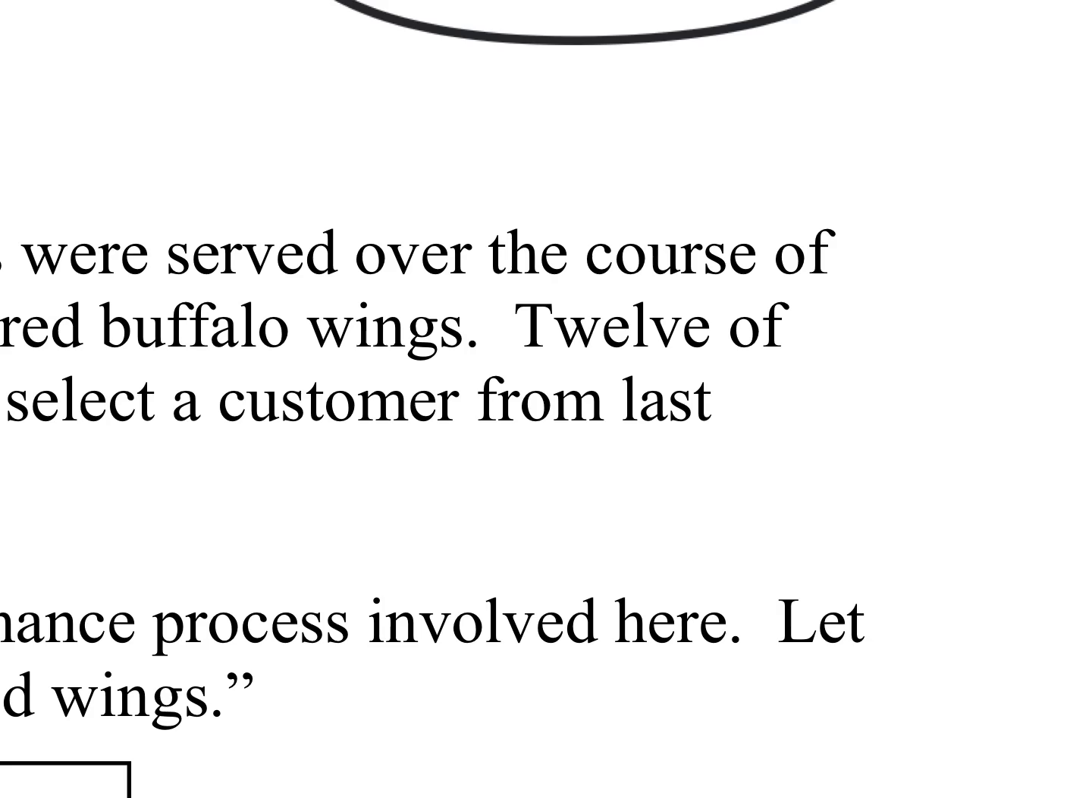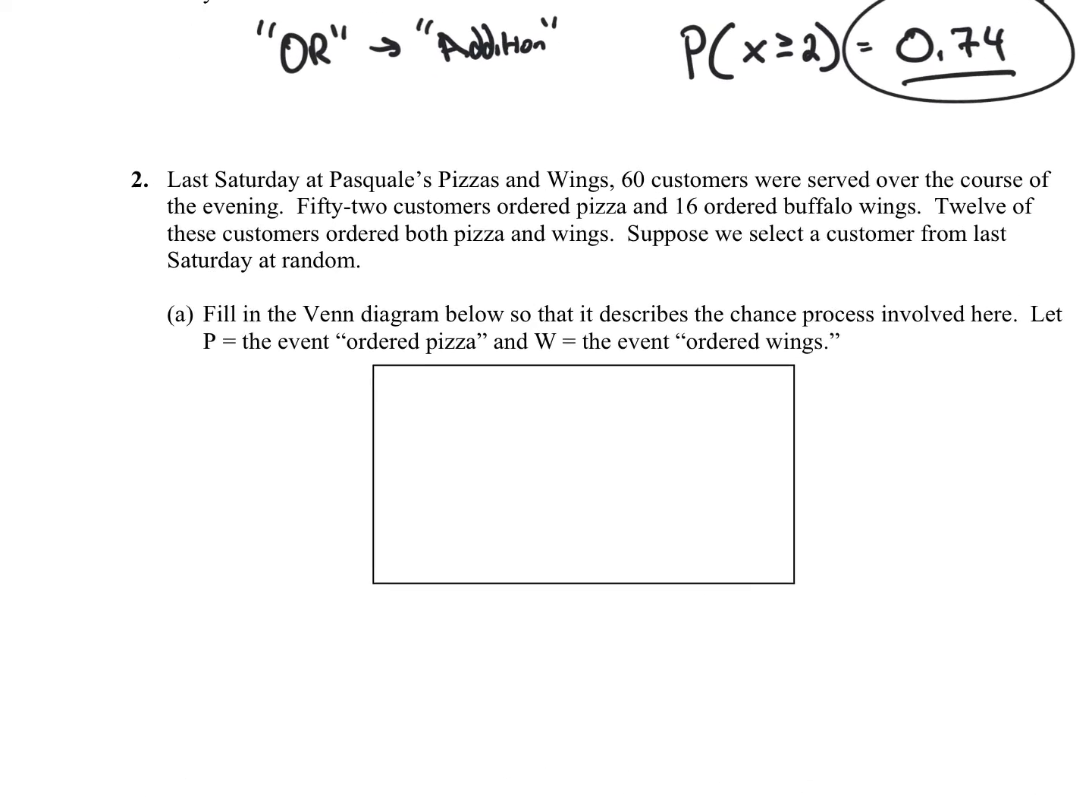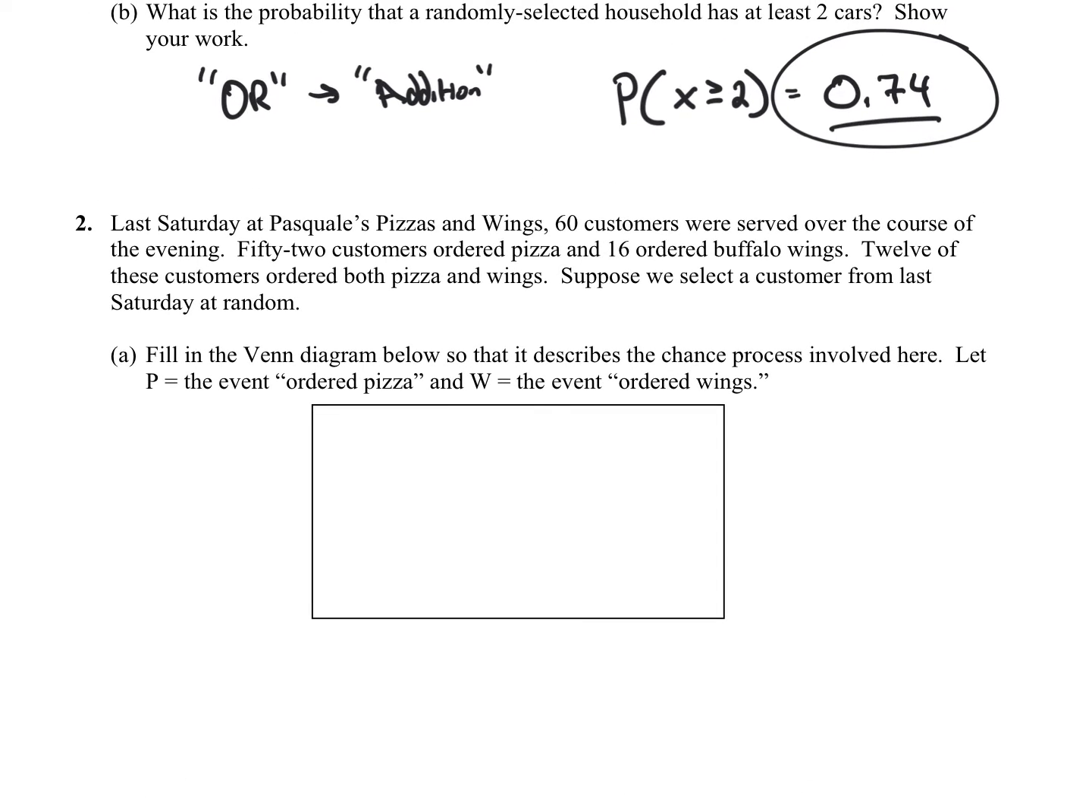All right, let's move on to the next piece, which is doing a Venn diagram. Let's try this, and if you need to, you can pause it, try it, and then check to see if we got the same answers. 60 customers were served over the course of the evening. 52 customers ordered pizza, 16 ordered buffalo wings, and 12 of these customers ordered both pizza and wings. This is important because that is the overlap: those are the people doing both things at the same time.